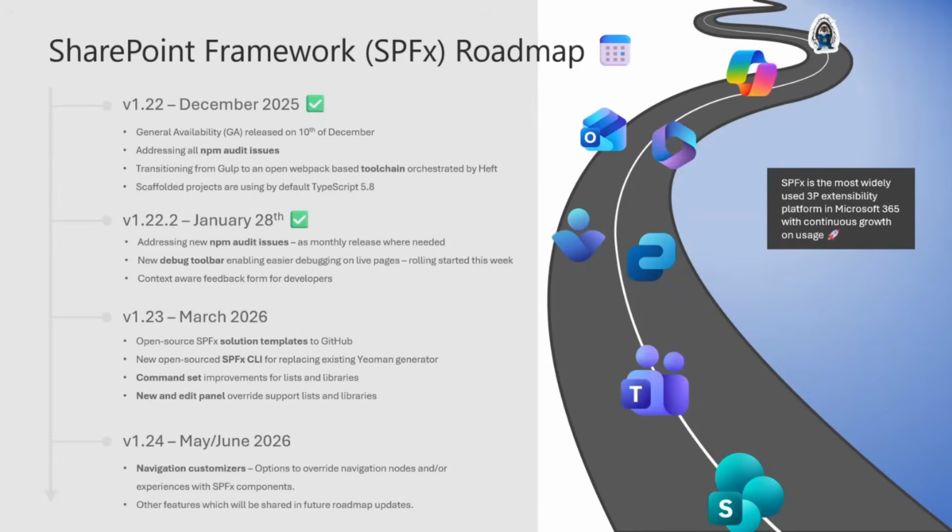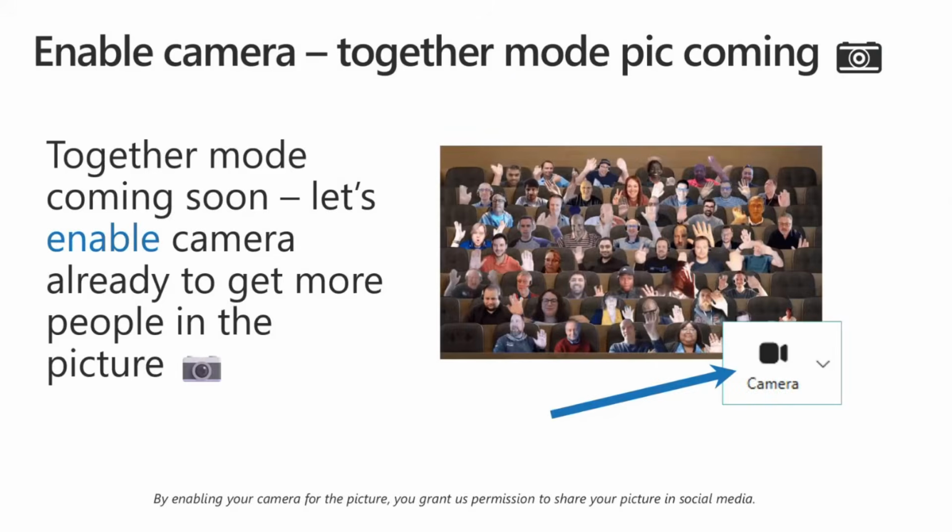Also, the debug toolbar started rolling out to production yesterday, so sooner or later, when you do in-place debugging, you will see the debugging toolbar, and that will then randomly provide you requests to provide feedback. If you're an SPFx developer, please rate us, provide us feedback. That is a super important thing for us as we keep on evolving our story with SPFx. 1.23 is still in March, 1.24 in May, June, and new stuff over there. But that's a quick intro on the roadmap, and let's move into the next topics.